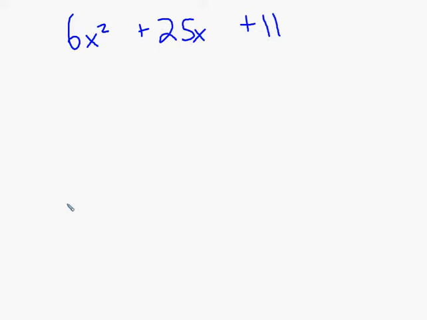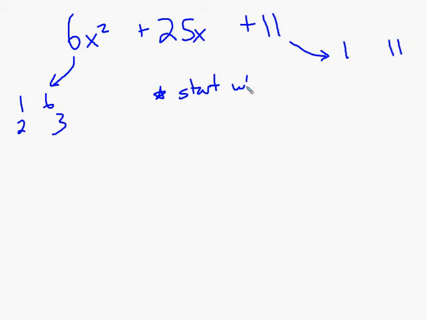These are exceedingly tricky, okay? So now, what we did before, we thought just factors of 11, 1 and 11, but now we also have factors of 6 we need to worry about. 1 and 6 and 2 and 3. So here's a hint. Start with the ones closest together. If nothing works, then you go to the ones that are further apart.